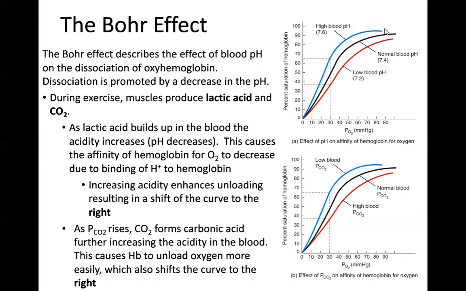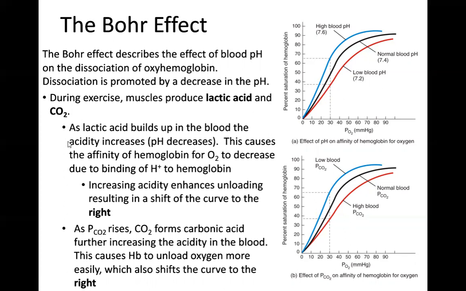It promotes more loading. Now we're about 100% saturated. And at that 30 millimeters of mercury PO2, now we're still about 65% saturated. So we don't unload as much to our tissues. Does that make sense?